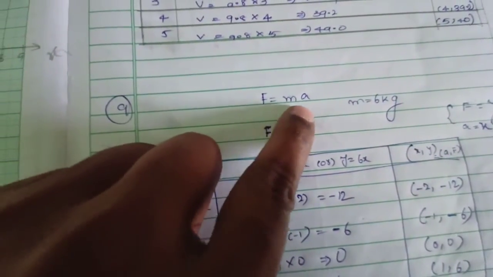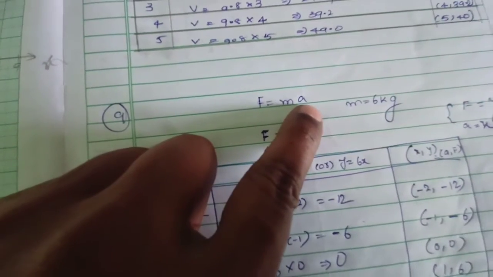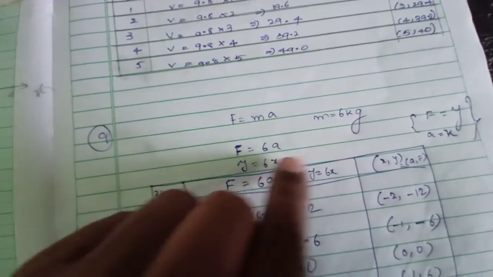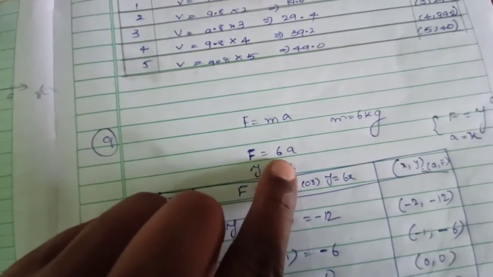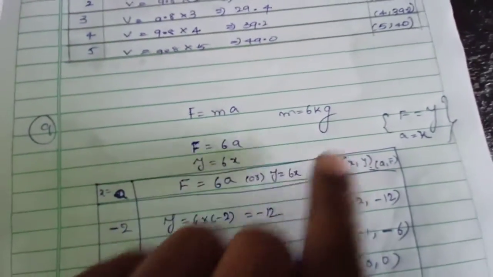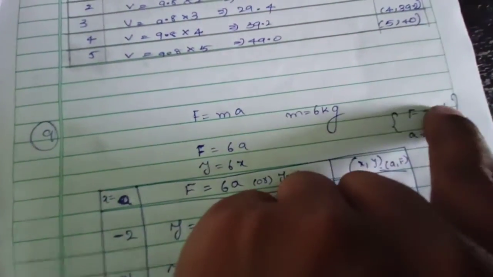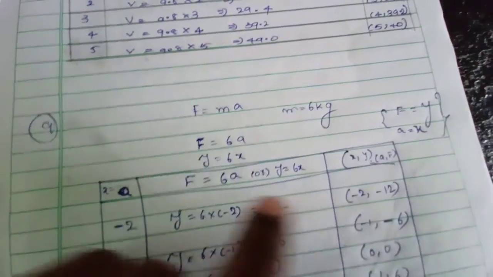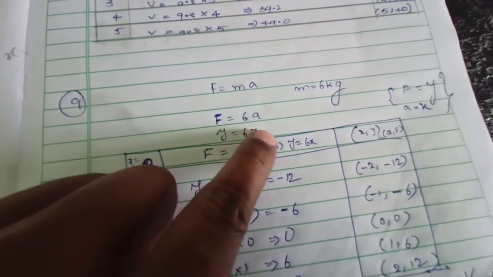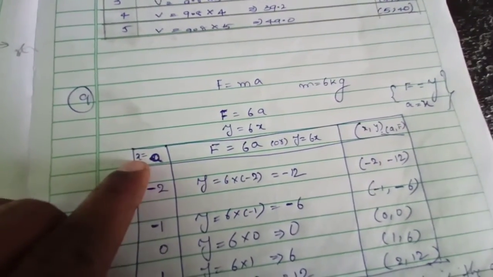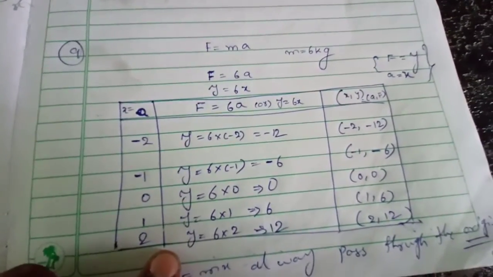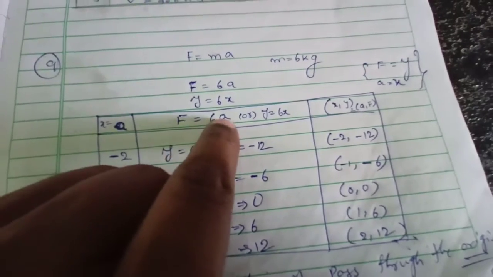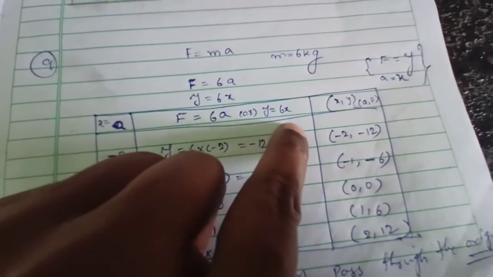It is F equal to ma. The force equal to mass into acceleration. Mass is given as 6 kg. So F equal to, in m place it will be 6a. So let us assume this F is nothing but y. This a we will assume like x. Then it becomes y equal to 6x. a is nothing but x, that we assume the x values here. F equal to 6a or y equal to 6x.